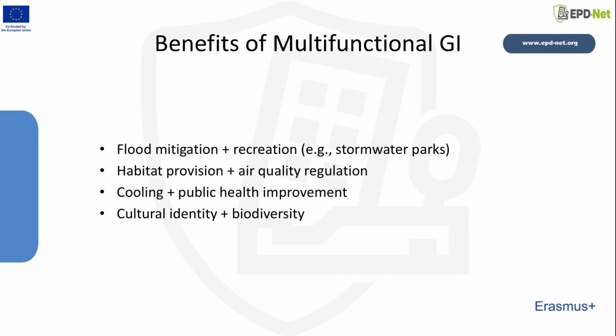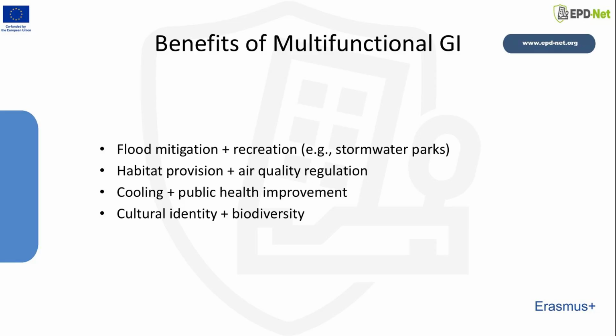Multifunctional green infrastructure delivers multiple co-benefits by integrating ecological, social and technical functions within the same spatial system. First, flood mitigation combined with recreation, such as stormwater parks and wetland retention basins, reduces runoff while providing accessible public space and improving well-being. Ahern, 2011, Hansen and Pauleit, 2014.